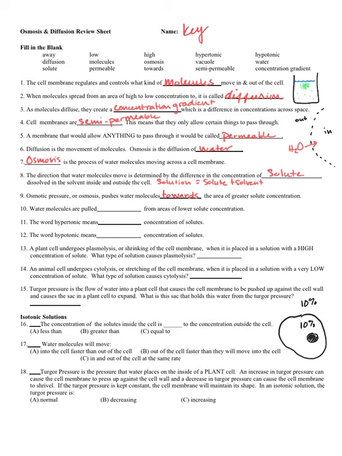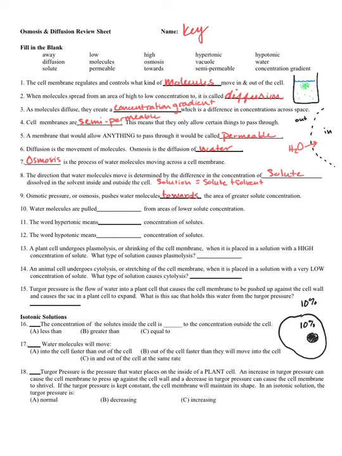Number 14, an animal cell undergoes cytolysis, or stretching of the cell membrane, when it's placed in a solution with a very low concentration of solute. What type of solution causes cytolysis? And those are hypotonic solutions. Hypotonic solutions have a very low amount of dissolved solute relative to the cell, which means that water rushes into the cell and causes the cell to expand or swell, and sometimes the cell can even burst.